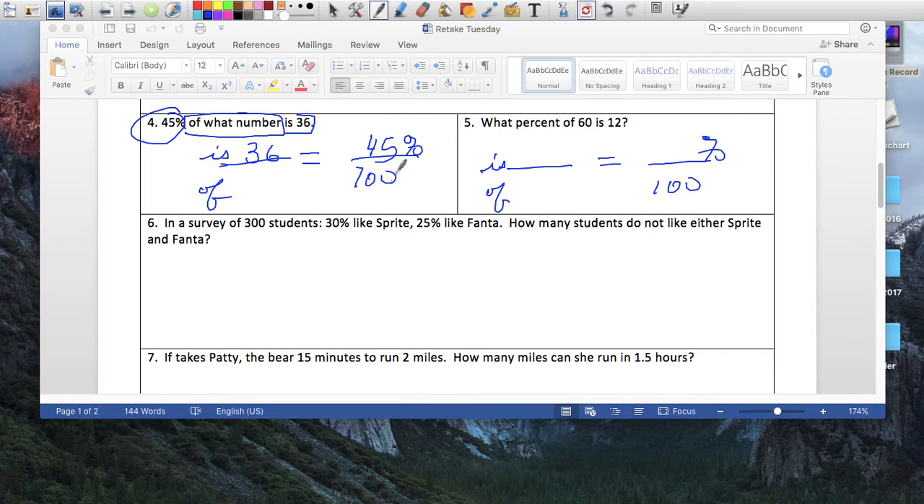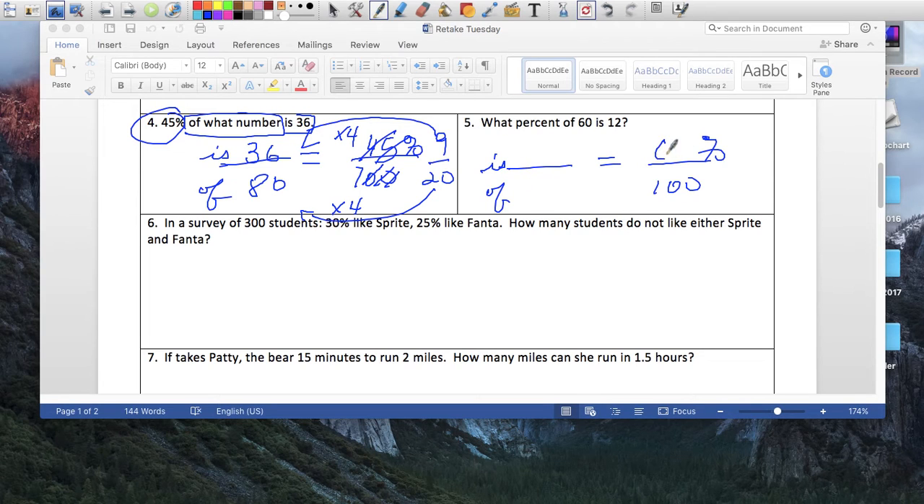Up and down, not really. Side to side, nothing. So let's simplify this. 45 divided by 5 gives me 9. 100 divided by 5 gives me 20. With my reduced ratio, I can now find a relationship between 9 and 36. It would be times 4. And that's going to be times 4 too, giving me 80. So that's my number.